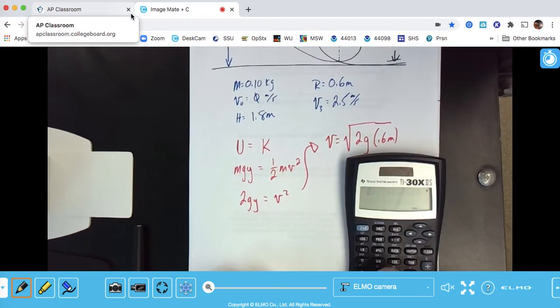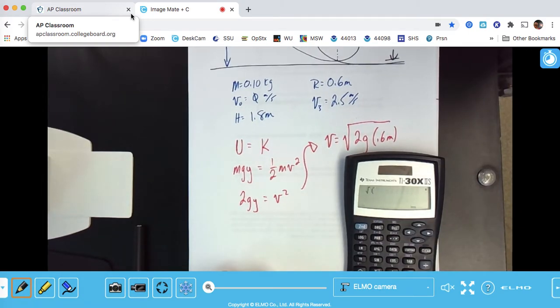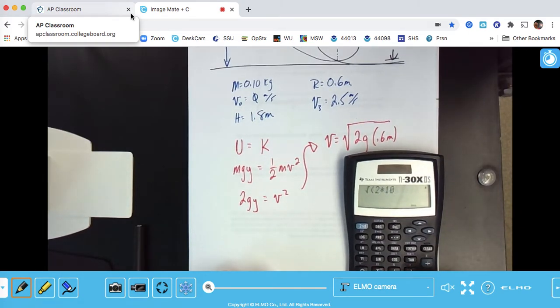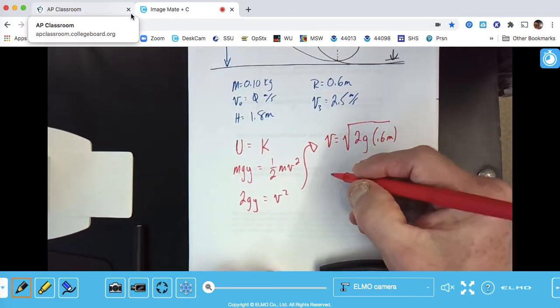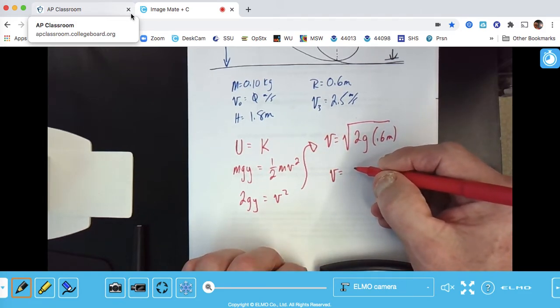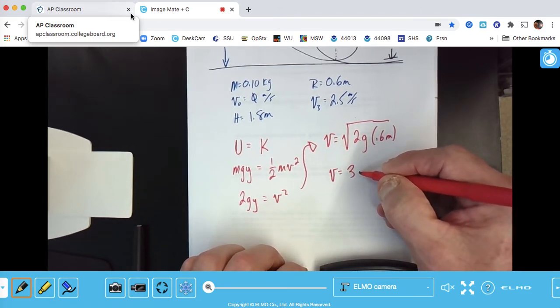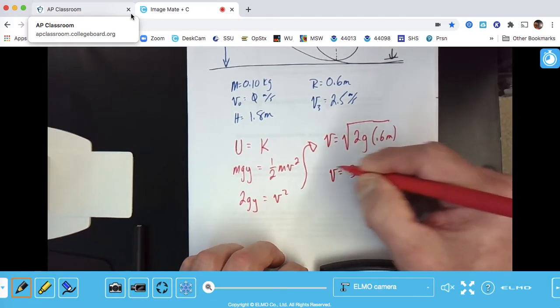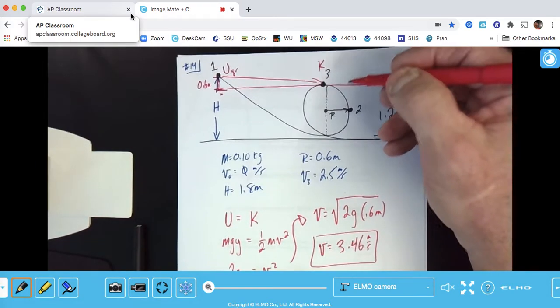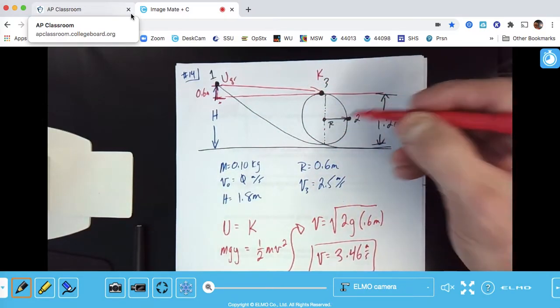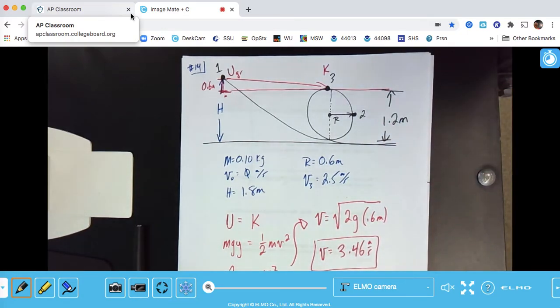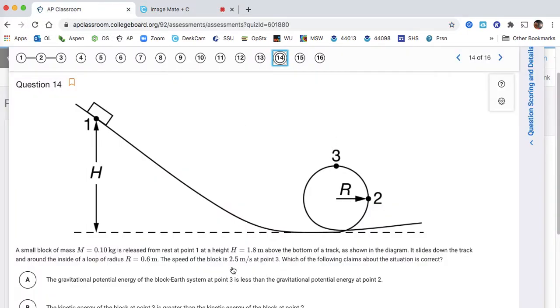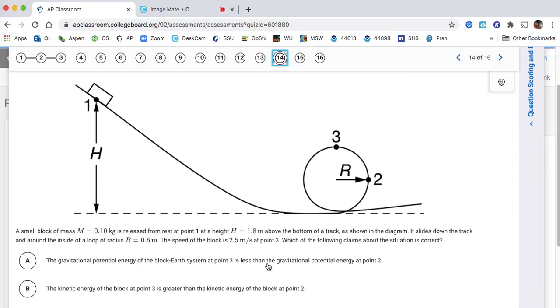I'm going to double check myself. I'll do the whole thing. 2 times 10 times 0.6. Root of that is 3.46. That ball, if there's no friction, should be going about 3.46 meters per second. If this is frictionless, if friction did not rob us, that ball is going 3.46. But it did, because look, they say it's only going 2.5. We got robbed of energy.